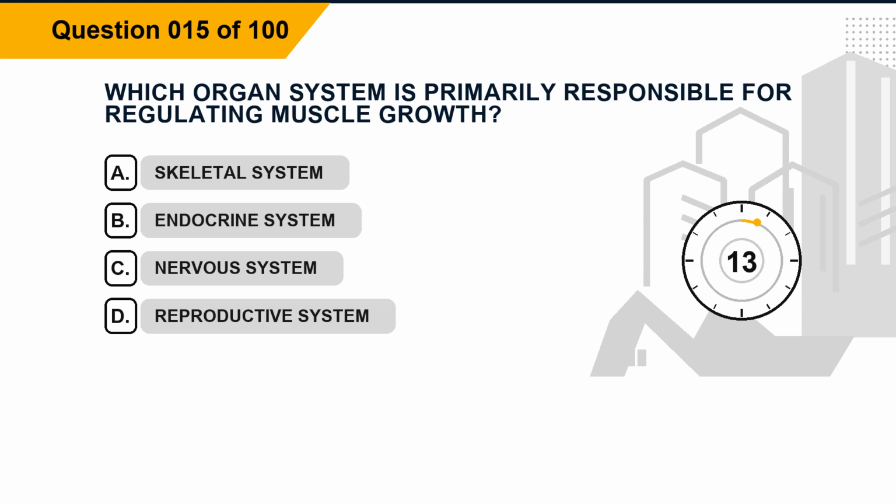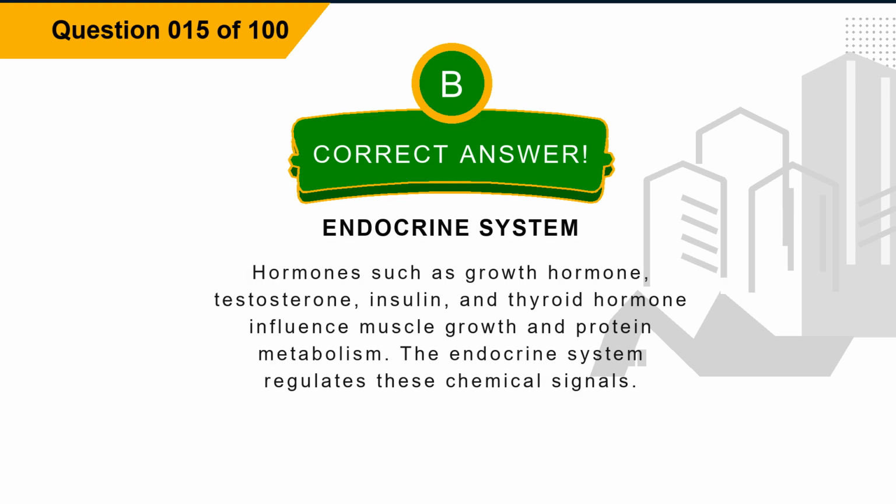Question 15. Which organ system is primarily responsible for regulating muscle growth? Option A, skeletal system. Option B, endocrine system. Option C, nervous system. Option D, reproductive system. The correct answer is option B, endocrine system. Explanation. Hormones such as growth hormone, testosterone, insulin, and thyroid hormone influence muscle growth and protein metabolism. The endocrine system regulates these chemical signals.